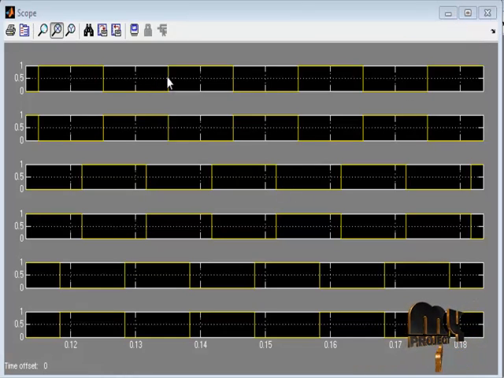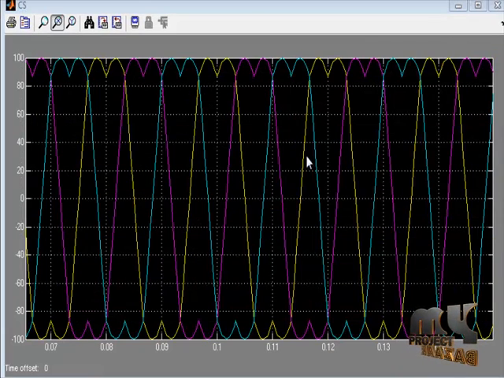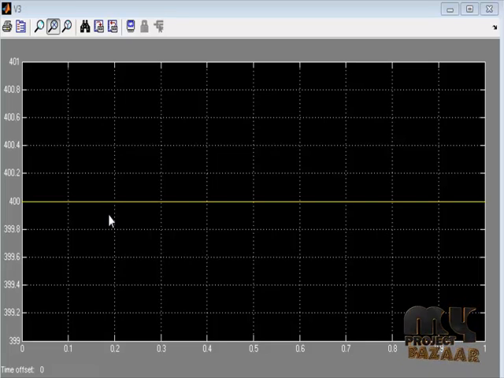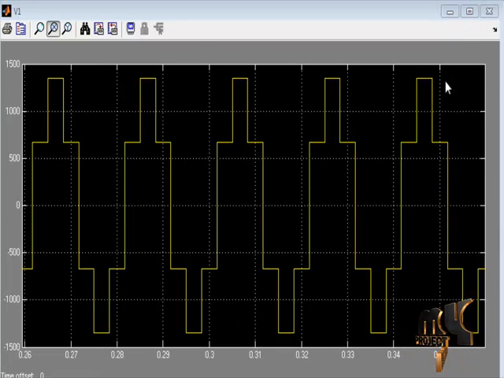First one is the corresponding gating pulses of our product, and next one is the space vector PWM technique control signal waveform. Next one is the input source. Already I told that the input source is a DC source and each DC source has 400 volt. This is the input waveform for our product. And next one, the output waveform of our product.